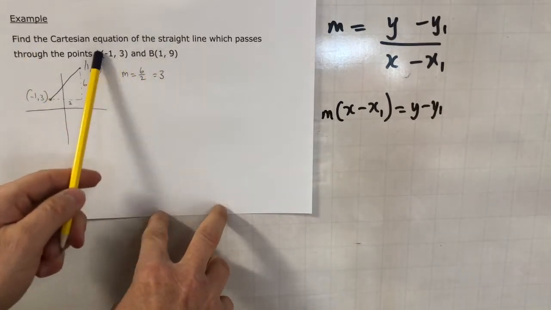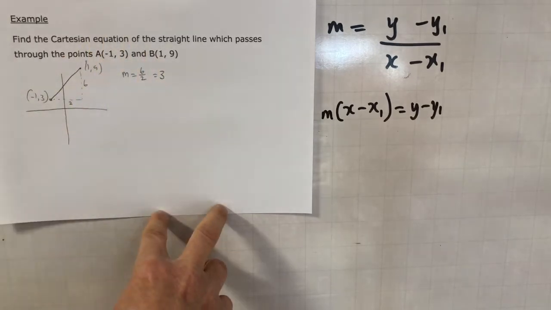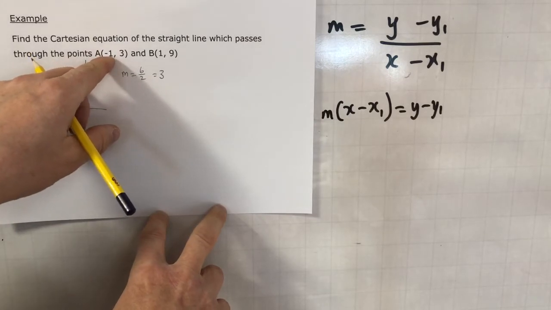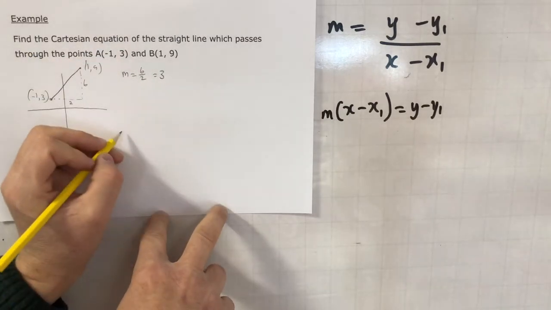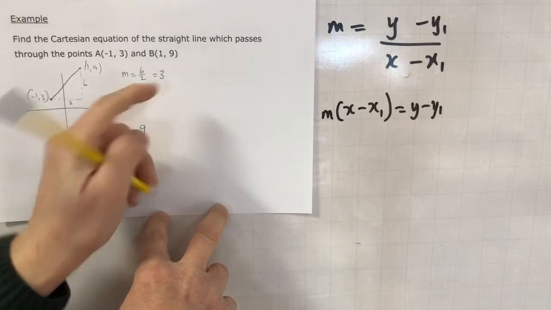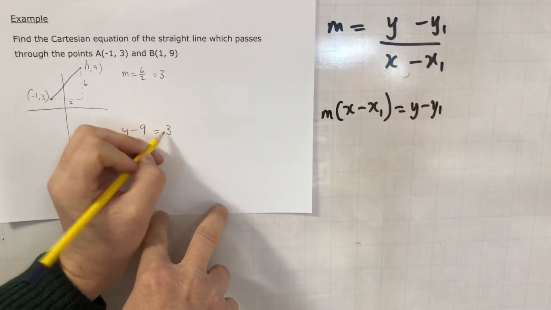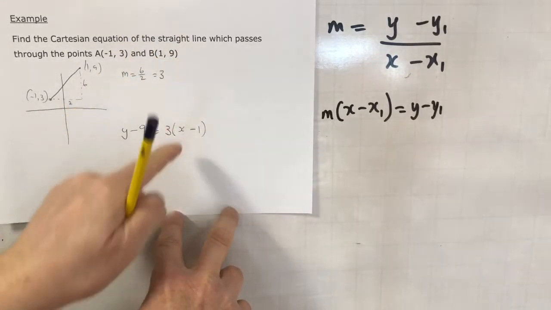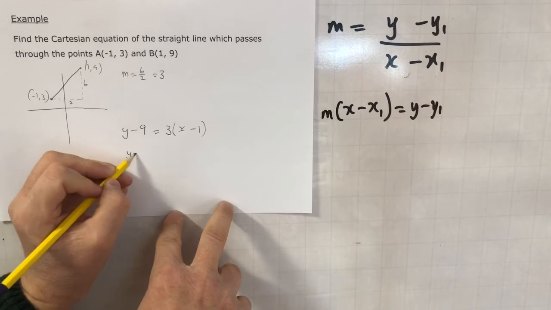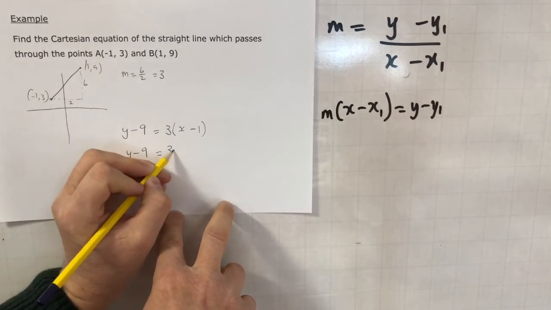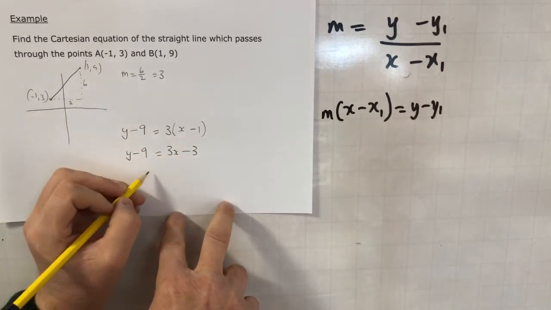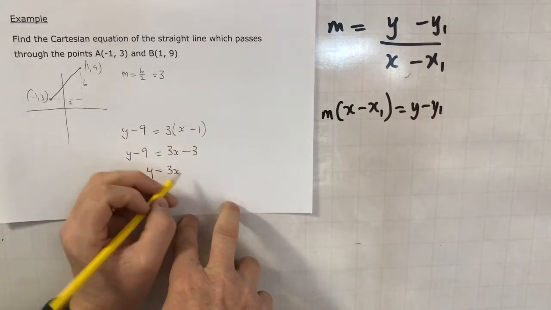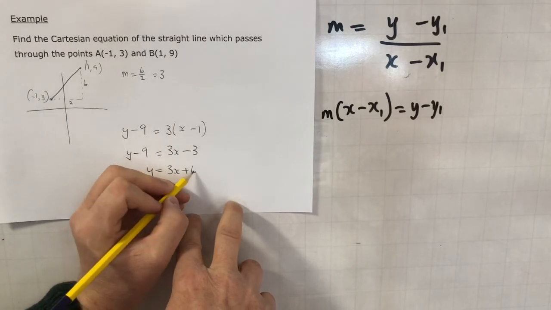We have got choice though for the coordinate, it doesn't matter which one we use for the x1, y1. However, if we can avoid a minus, we avoid it. So we've got y take 9 is equal to 3 lots of x take 1, using the 1 and the 9. So y take 9 is equal to 3 lots of x take 3. So y is equal to 3 lots of x, bring the 9 across, becomes a plus 9, so we have plus 6.